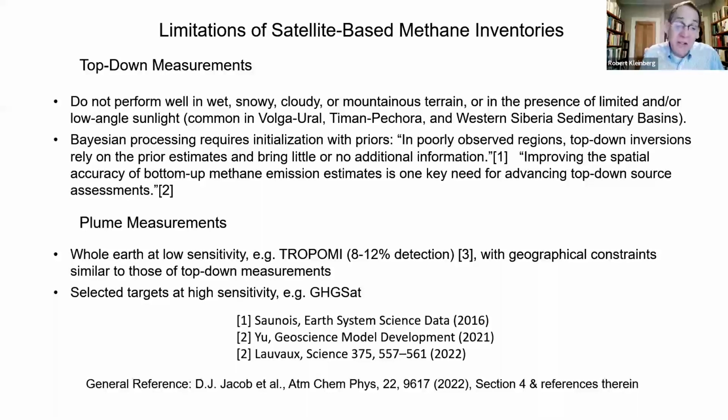And the geographical constraints are the same as the top-down measurements. You're going to have problems in your cloudy, snowy areas. Another approach is used by GHGSat and others. MethaneSat and so on will approach this. But it's going to be higher sensitivity. That's good. But you're going to have to task the satellite to measure selected targets. So it's not really good for a global survey or a big country like Russia. Now, as GHGSat and others populate their constellations of satellites, they'll get more and more comprehensive, but that is still somewhat in the future.